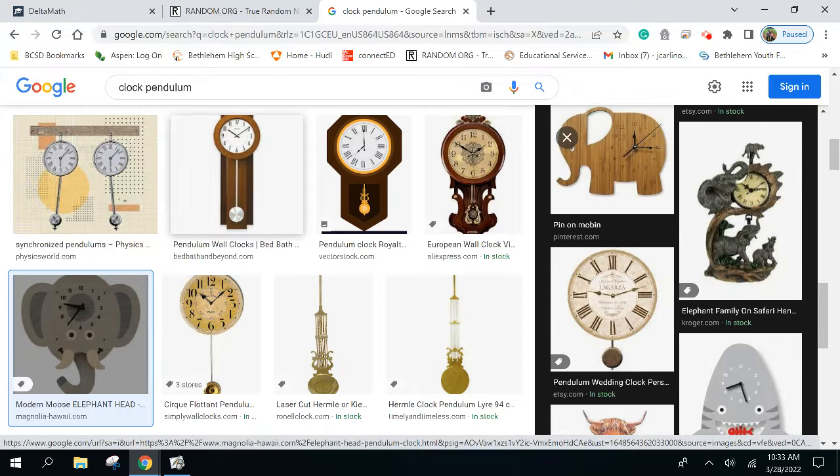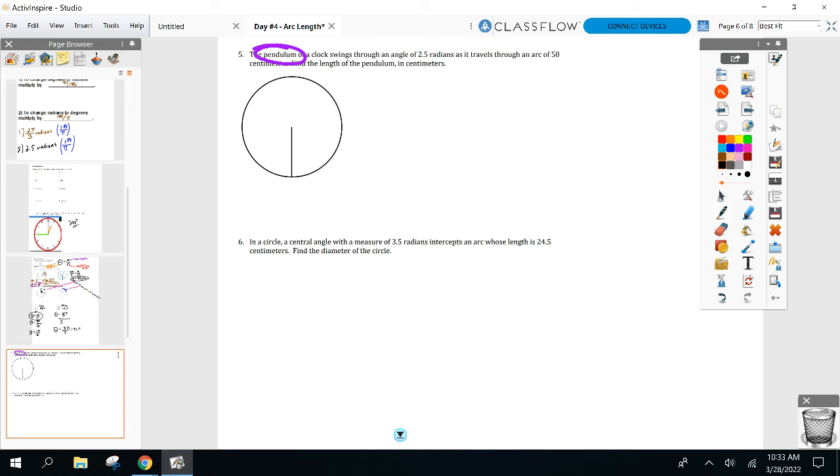Pendulum. So if you want to put a little circle at the end here for the pendulum, I don't care, it's up to you. But that's the pendulum right there. It's going to swing back and forth, and the angle that it makes is 2.5 radians. So it's going to swing somewhere along the circle and make an angle of 2.5 radians. Can you make another pendulum for me? And that forms an angle of 2.5 radians. Right? Everyone see what we're talking about? It goes back and forth, 2.5 radians.